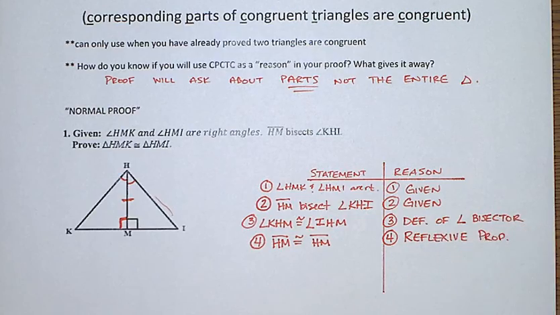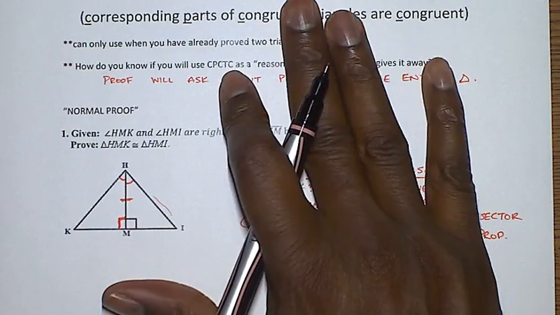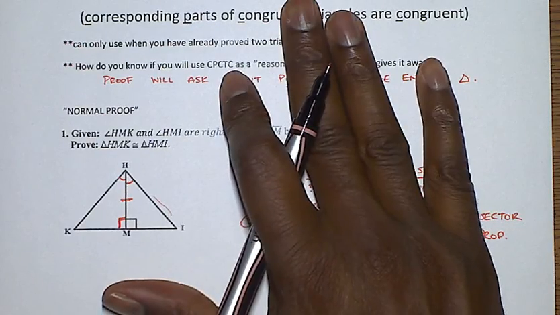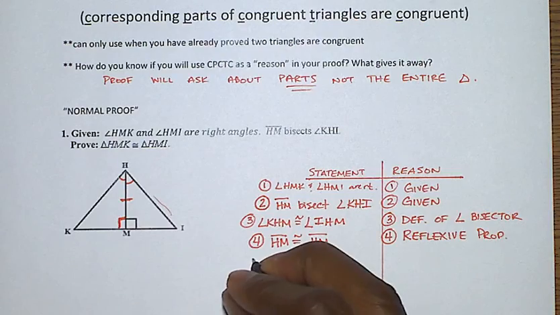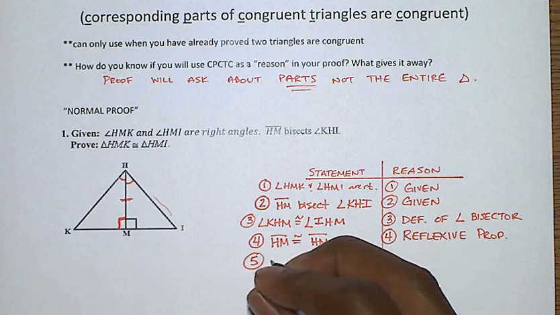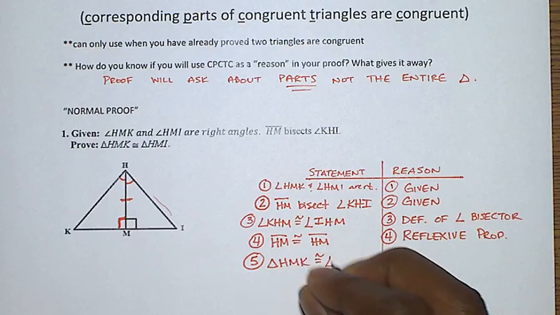Okay. All right. So looking at the diagram now, even without this, is why I like looking at the diagram. I can say, hey, these two triangles are congruent. Okay, that's what this says too. So yeah, these two triangles are congruent. Triangle HMK is congruent to triangle HMI.